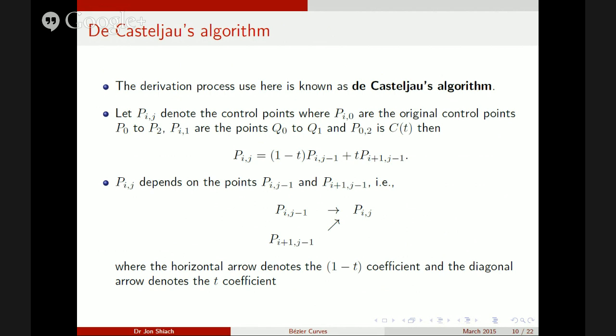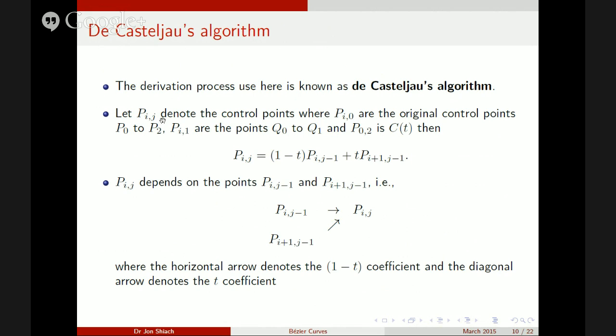What we can do is start generalizing that. We don't just want to work with quadratic Bezier curves. We want to work with perhaps higher orders. So de Casteljau generalized it. What we're going to do is let Pij denote the control points. When j is 0, we've got our initial control points. So those are our P0, P1, P2. So when we have P00, we're at P0. P10, we're at P1. P20, we're at P2.